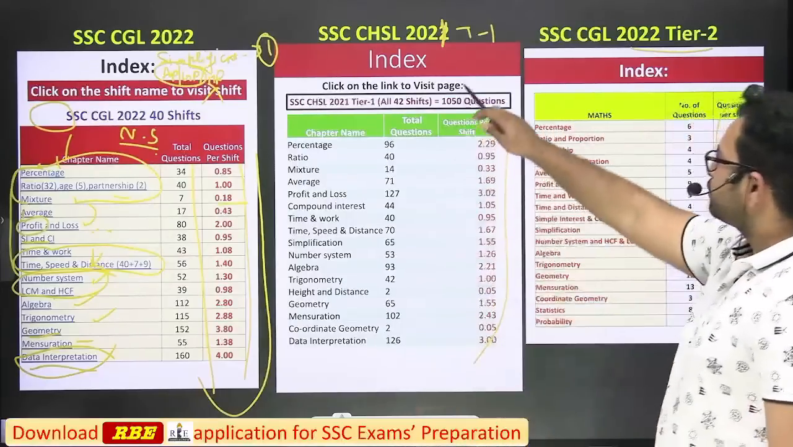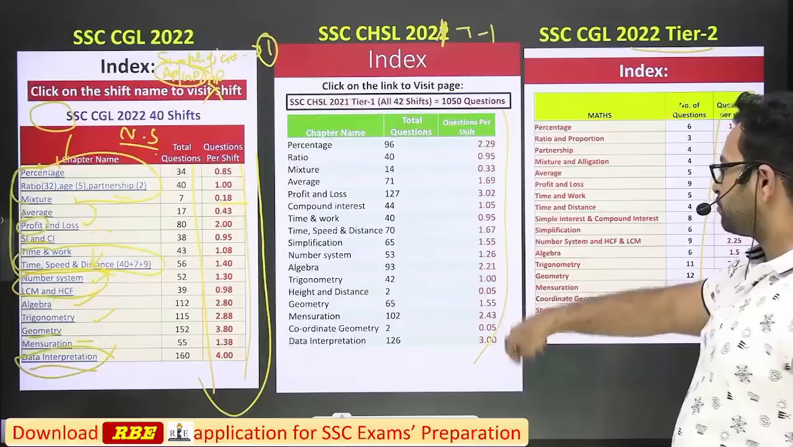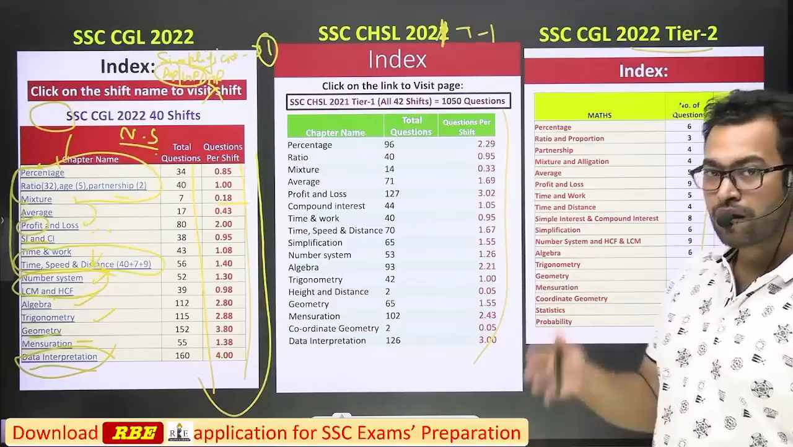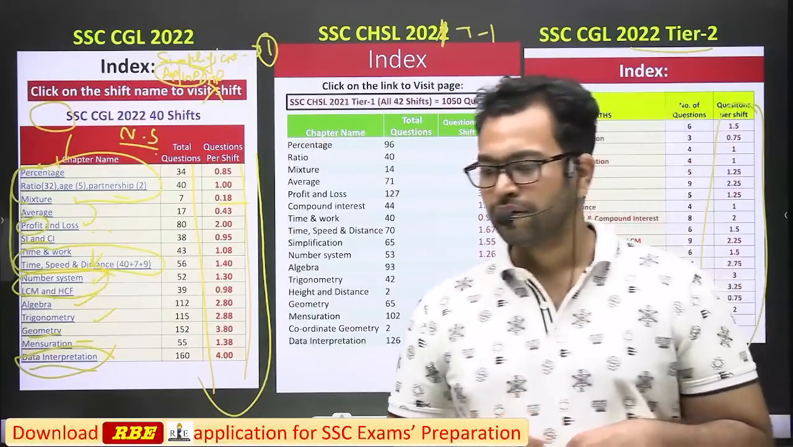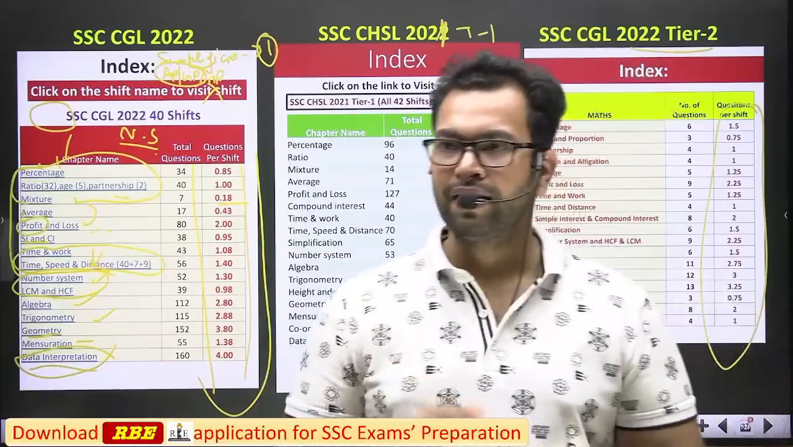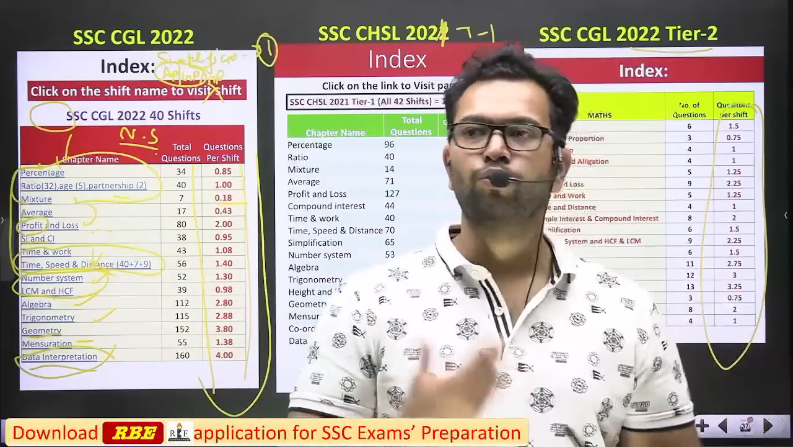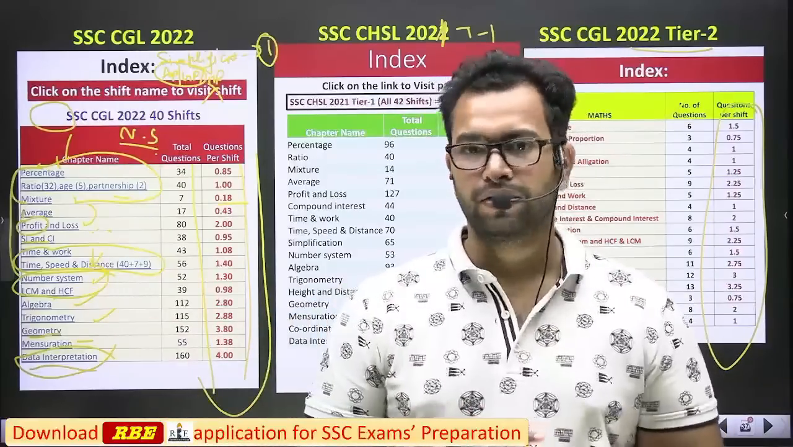You can see the weightage of maths topics in the SSC CGL and SSC CHSL 2021 Tier 1 examination. You can see that in the CGL examination, comparatively arithmetic weightage is more in Tier 1. But in CHSL, it is quite less. And if you go for the selection post examination also, where arithmetic and advanced maths both are asked, advanced maths weightage is less as compared to the arithmetic weightage.